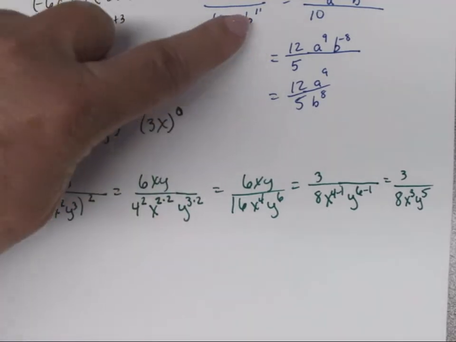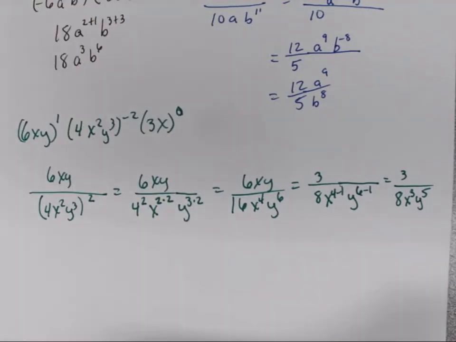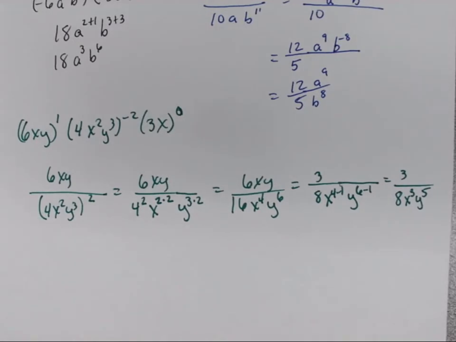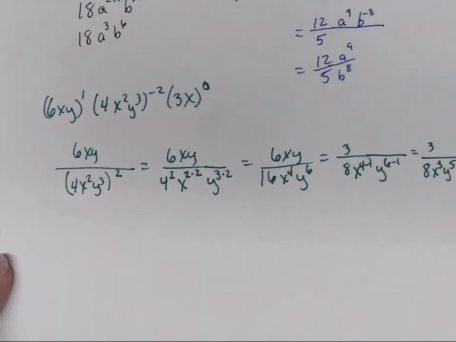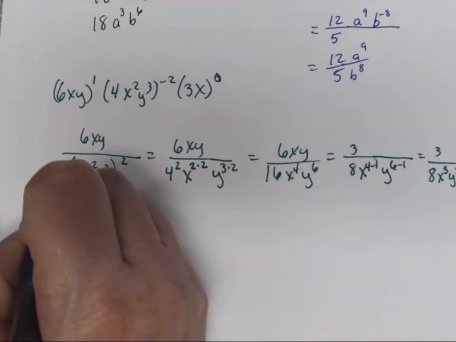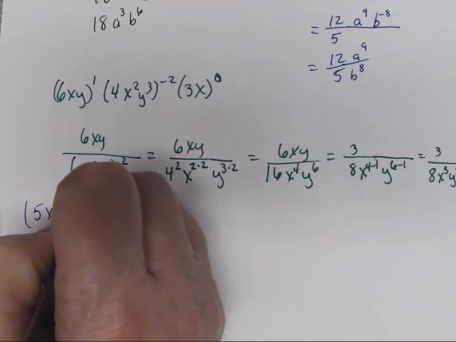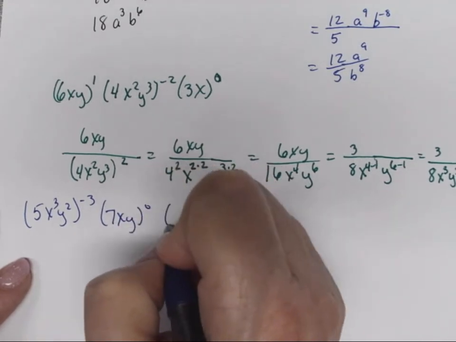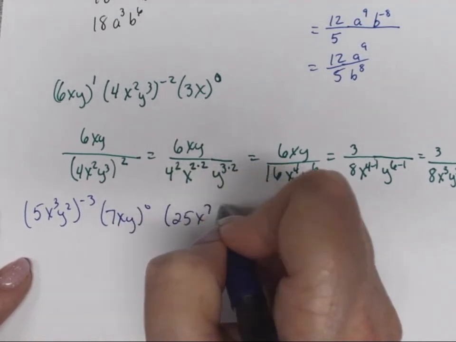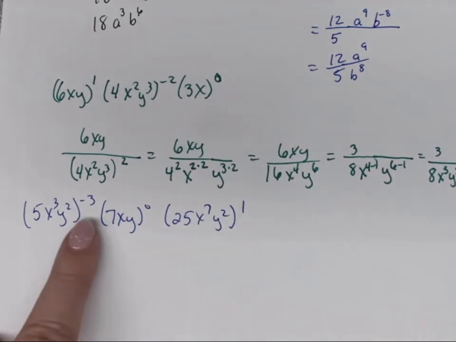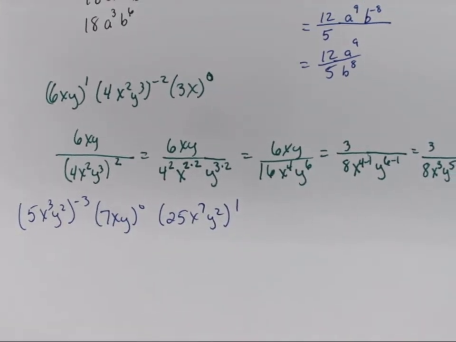So you could have done the one up here just like I did on this one, once you got to that point. All right, let's look at another one. So we have 5x cubed y squared to the negative 3 times 7xy to the 0 times 25x to the 7 y squared to the first power. So the negative exponent has to go in the denominator.